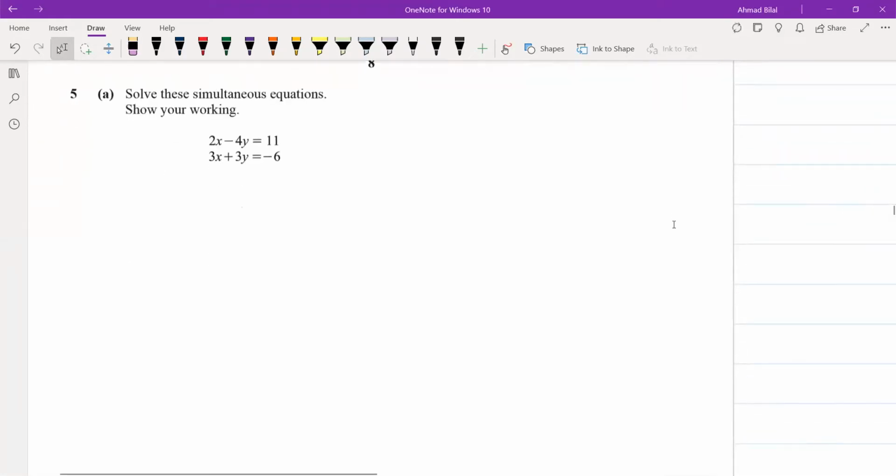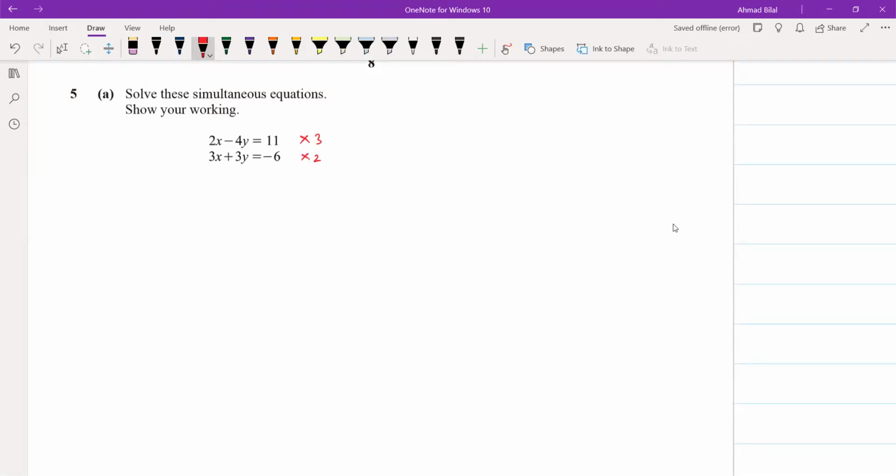We have to solve these simultaneous equations by showing our working, so that's really straightforward. You can use any method that you want. So I often prefer elimination where it is possible. So what you can do is क्या करना पड़ेगा, दोनों को multiply करना पड़ेगा in fact. So what I can do is I can multiply the first one, let's say with 3 and multiply the second equation by 2.